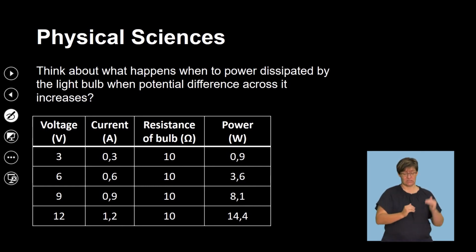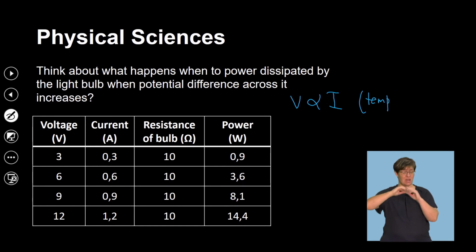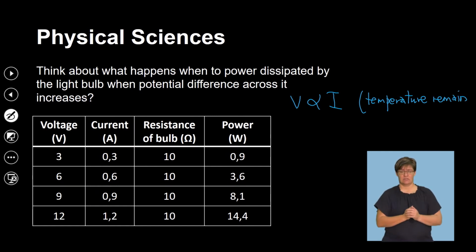This is based on Ohm's law, which says V is directly proportional to current, provided temperature is constant. If temperature remains constant, current and potential difference are directly proportional. So it's on that background. Now if you look at the resistance of the light bulb, we did not change it. It remained the same. So the potential difference across the light bulb, when it increases, so does the current.